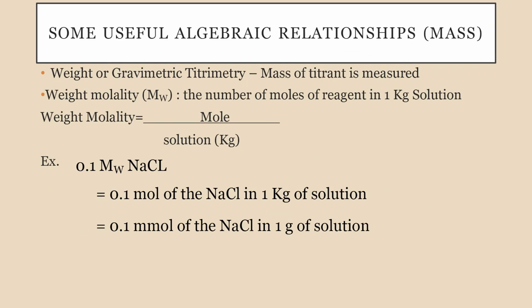Okay, next, weight or gravimetric titrimetry. The mass of the titrant is measured, so the number of moles of reagent is usually related to 1 kilogram of solution. So the weight molality is equal to moles divided by the solution in kilograms. As an example, for 0.1 molal sodium chloride, you have 0.1 mole of sodium chloride in 1 kilogram of solution, or 0.1 millimoles of sodium chloride in 1 gram of solution.